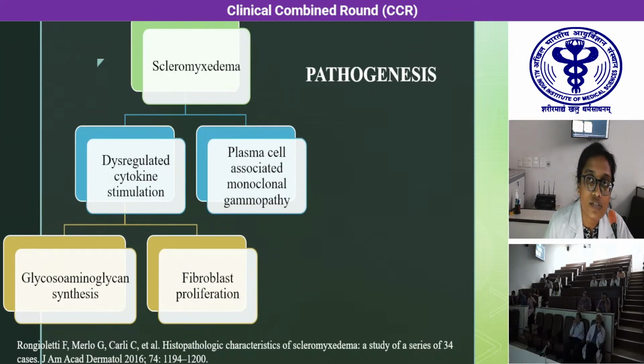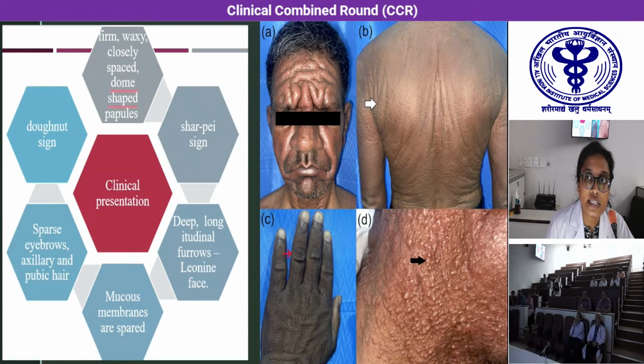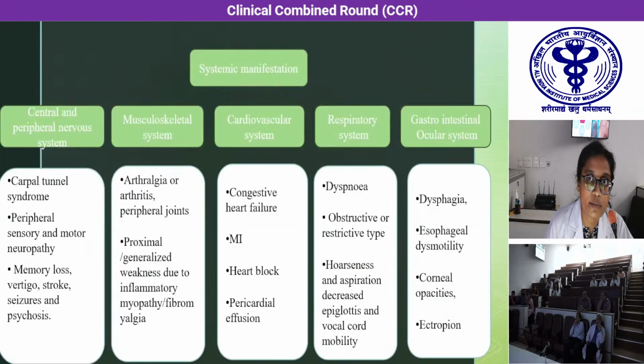The pathogenesis involved in scleromyxedema is dysregulated cytokine stimulation and plasma cell monoclonal gammopathy, which leads to glycosaminoglycan synthesis and fibroblast proliferation. The cutaneous features, as described by Dr. Nidhi, are firm, waxy, close-spaced, dome-shaped papules arranged in a linear pattern on a sclerodermoid background, with Sharpei sign, Donut sign and leonine facies, usually with or without loss of hair over the sclerodermoid plaques.